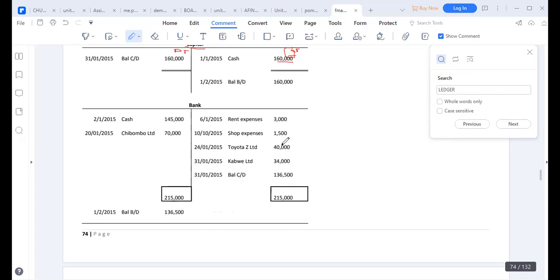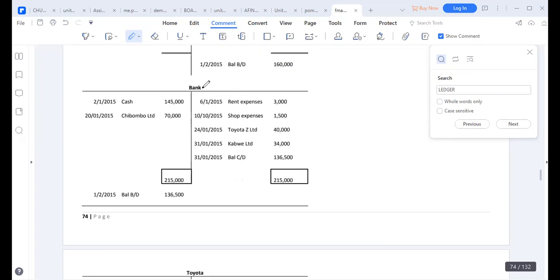So let me go to the bank account. Let us all look at the bank account. All the entries there have been entered. How do we balance off the ledger account? You know this figure written here, 136? That one is called the balancing figure.